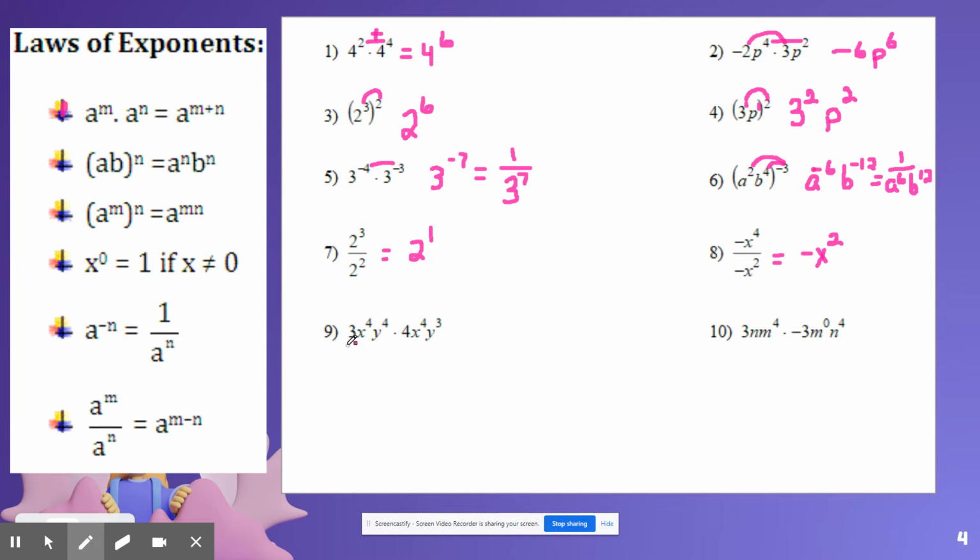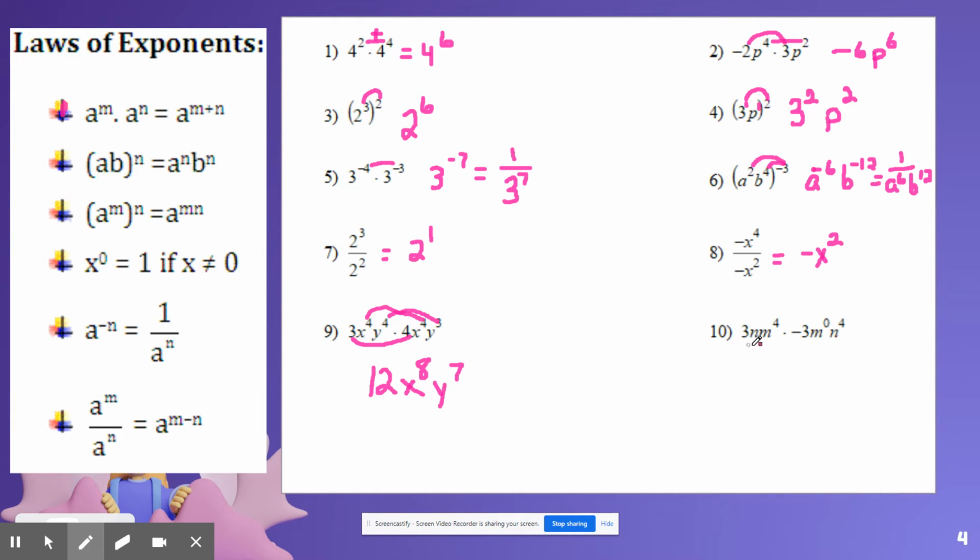For this one here, it's the same thing. We're going to do 3 times 4 and get 12. X, we can add these. So this becomes x to the 8th. And then y becomes x to the 7th.